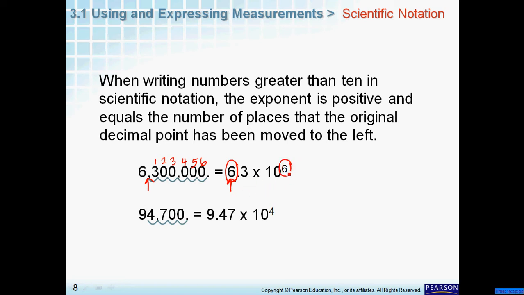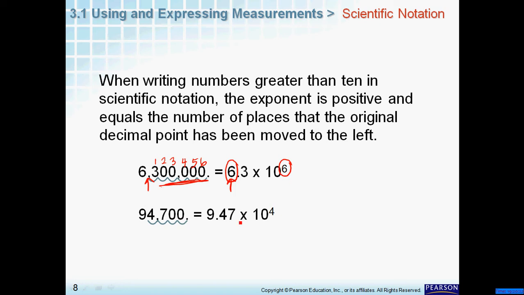I know that my exponent is positive because I'm taking this number, which is greater than 1, and I'm making it smaller. So this number is greater than 1. It's a big number. And so that means my exponent needs to be positive.